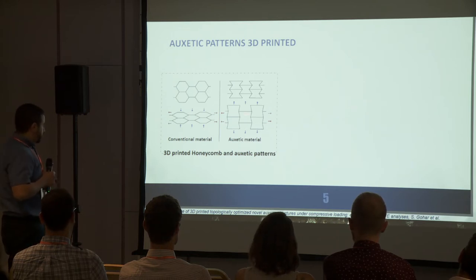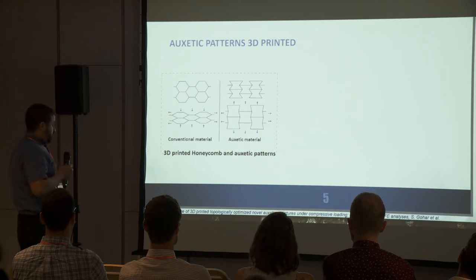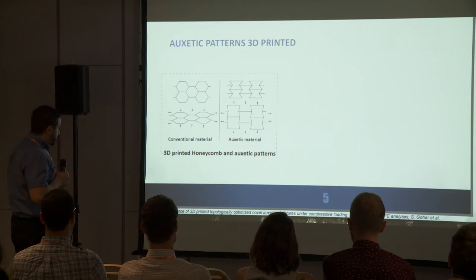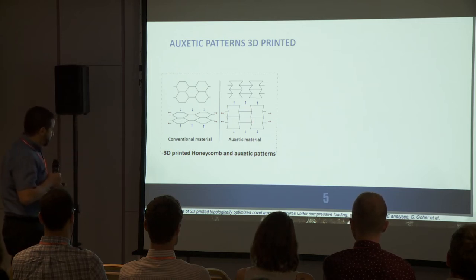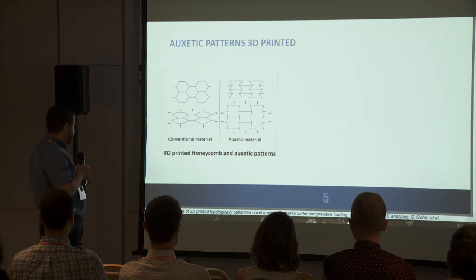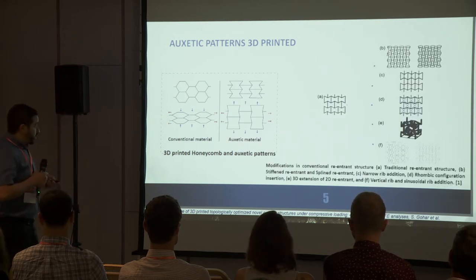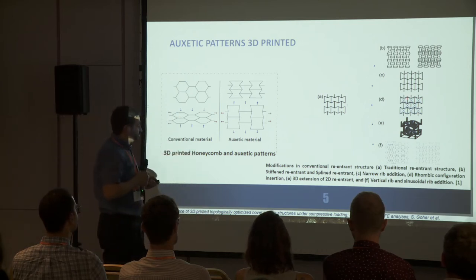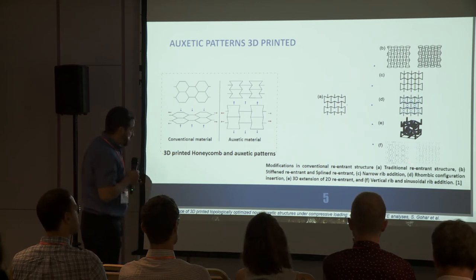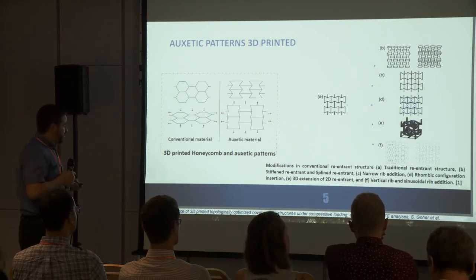Here we have a comparison between two patterns: honeycomb patterns, which behave like conventional materials, and auxetic patterns like these, which behave with a negative Poisson ratio. We can find a lot of propositions in the literature, and I give some examples of these shapes for auxetic materials that were used in 3D printing.